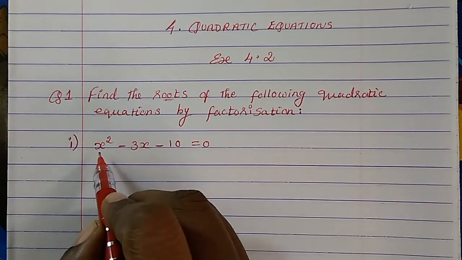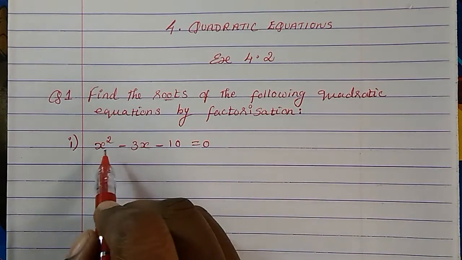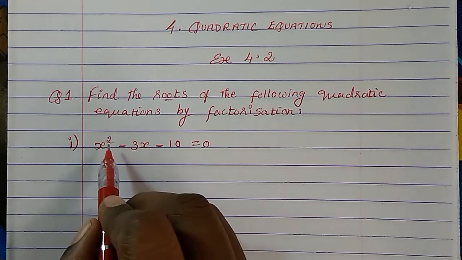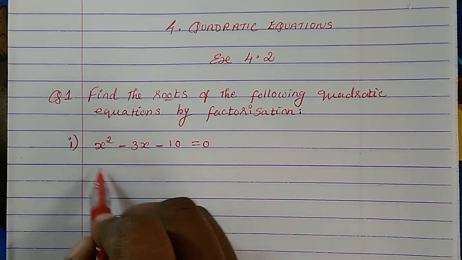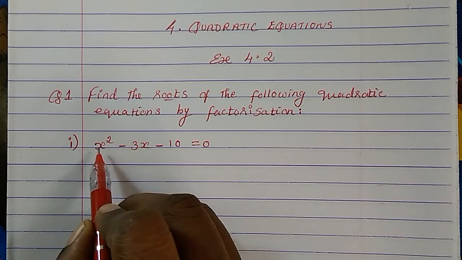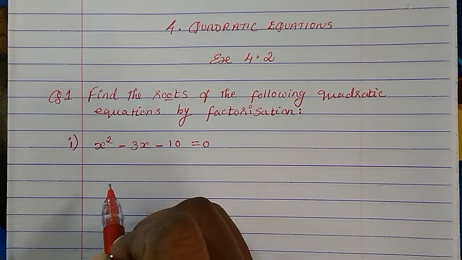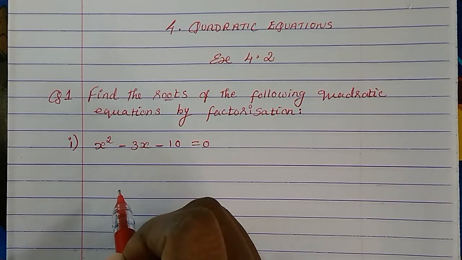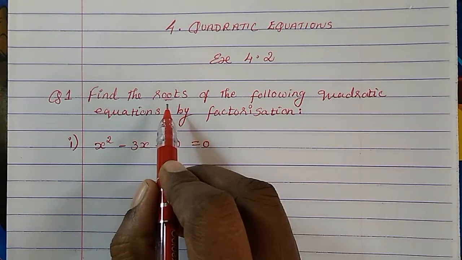Okay, so here this is a quadratic equation. So highest degree is 2. So highest degree 2 means how many solutions we will get? We will get 2 solutions. In other words, we will get 2 x values, and those x values that we are going to get, we call them roots.